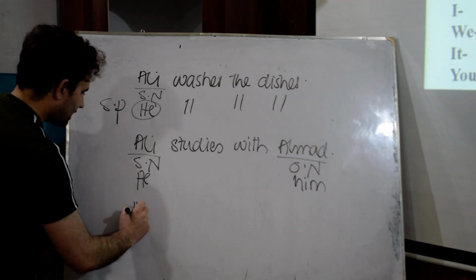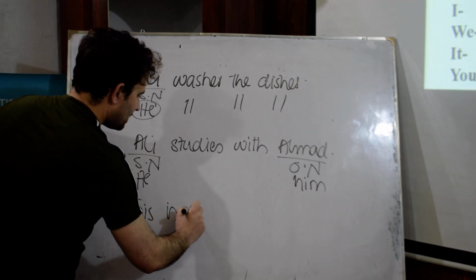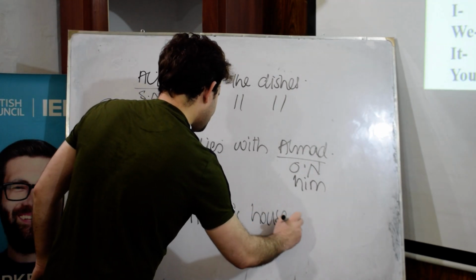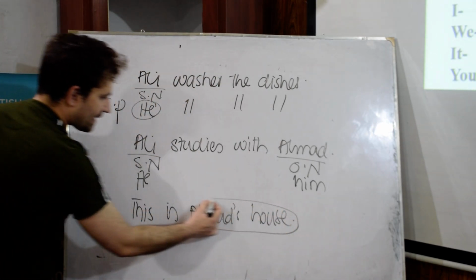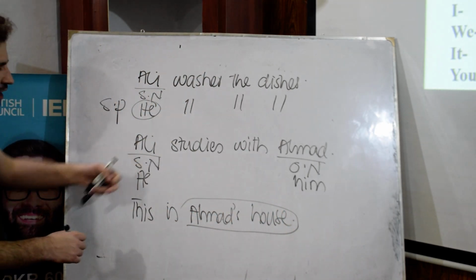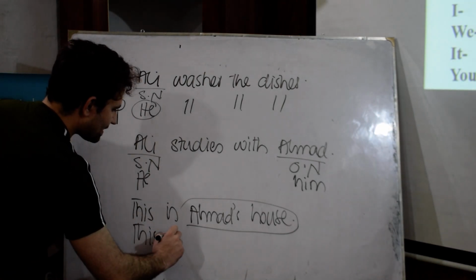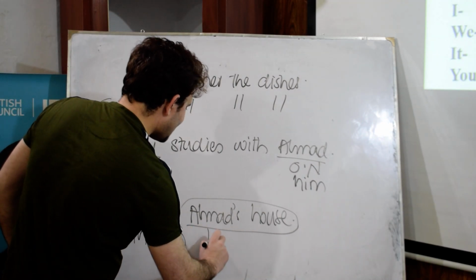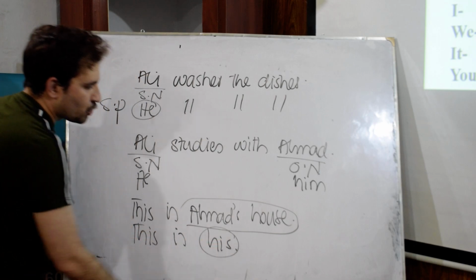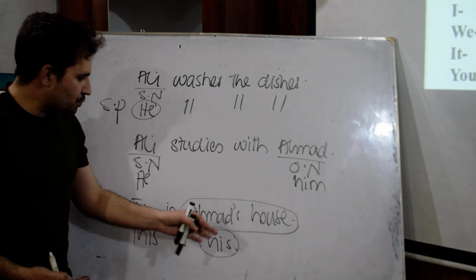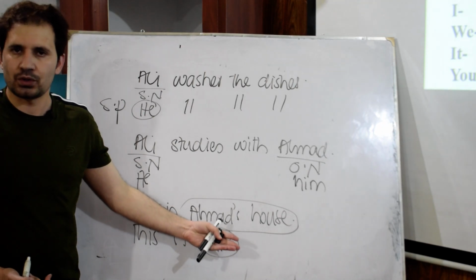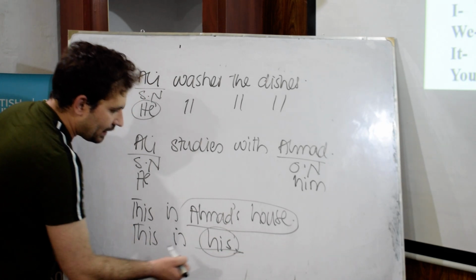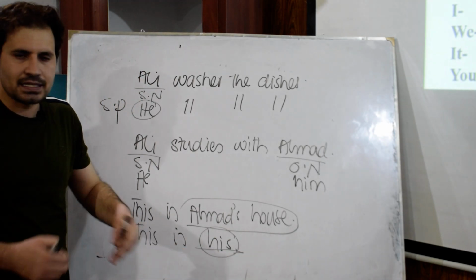If I say, this is Ahmad's house. It's a noun, and we want to use possessive pronoun in place of this. How can I say this is? We can say this is his. We do not need to put a noun after this, because a pronoun is something that is used in place of a noun. So you cannot use a noun after a pronoun. This is possessive pronoun in this case.